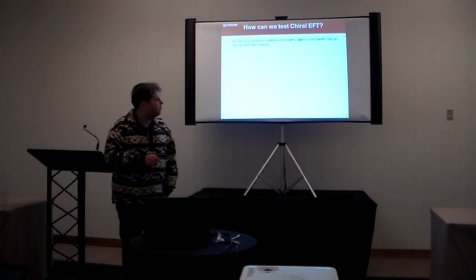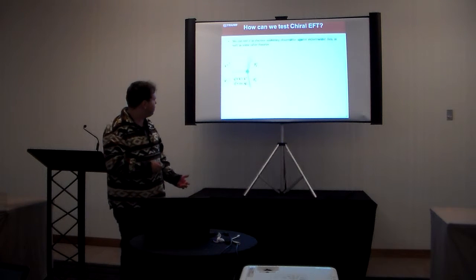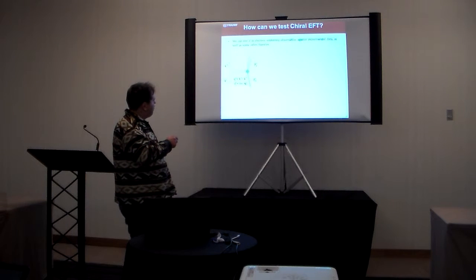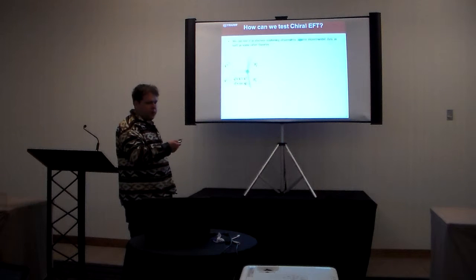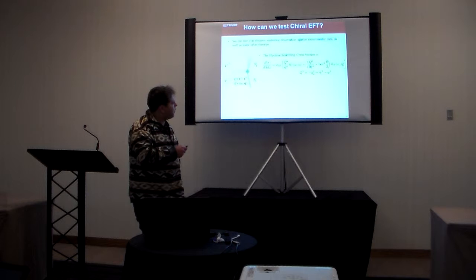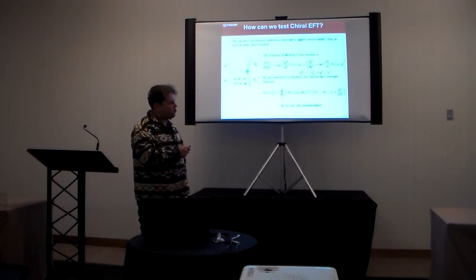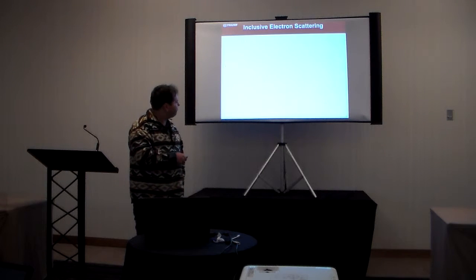Now, how do we test chiral effective field theory? Well, we choose to test it in electron scattering observables. So in electron scattering, you have an electron coming in, and then it exchanges a 4-momentum transfer with the nucleus. So it gives it some energy and some momentum. And the cross-section for this process is defined as such. And what we're interested in here is this longitudinal response function right here. And it's defined as such.